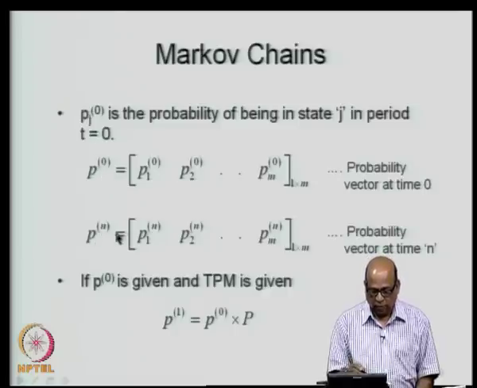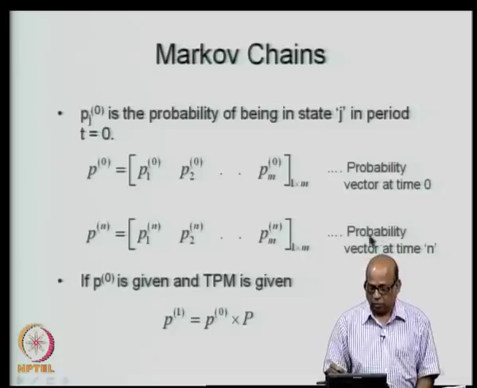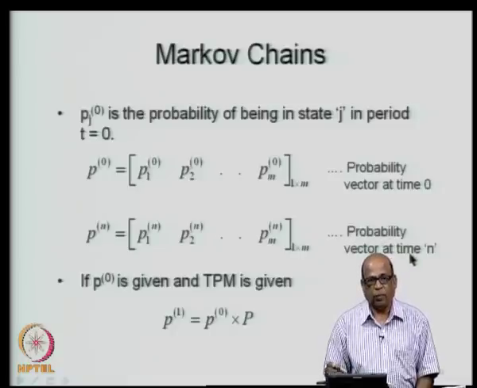Similarly, at any time step n, I may be either in state 1 with a probability of p_1^n, state 2 with a probability of p_2^n, and so on, up to state m with a probability of p_m^n, that is, the process belongs to state m. This is a 1 by m row vector, and it is called the probability vector at time n.